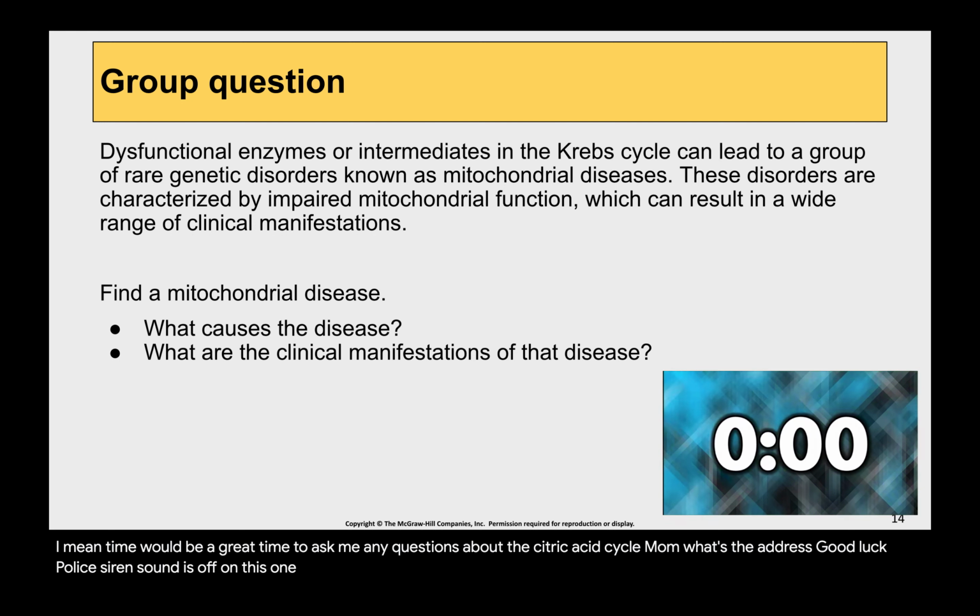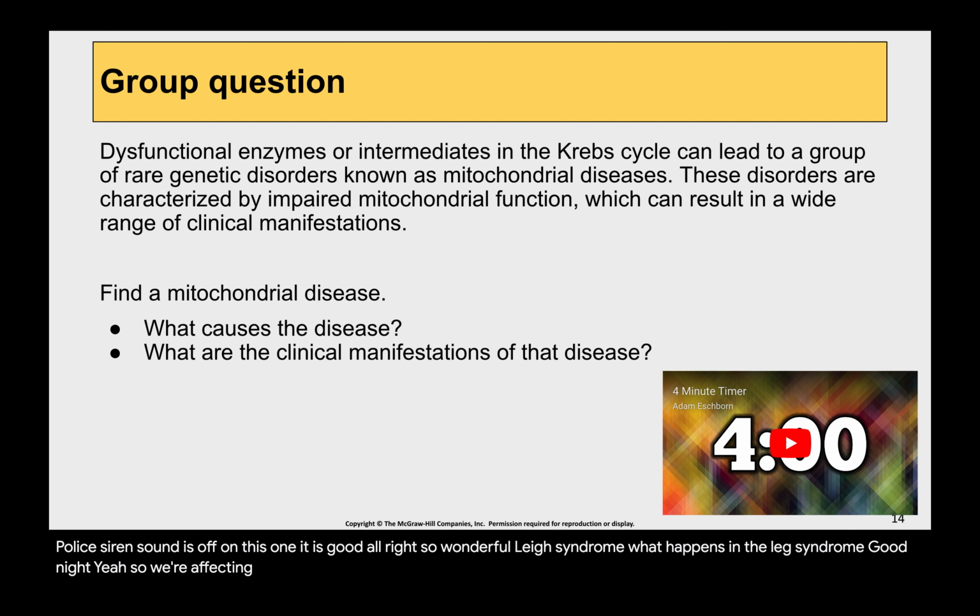So, what are some of those mitochondrial diseases that we found? Say that again? Leigh syndrome. What happens in Leigh syndrome? Okay. Yeah, so we're affecting the Krebs cycle, making it slower, and so symptoms might be hitting aging milestones a little slower. Yeah.